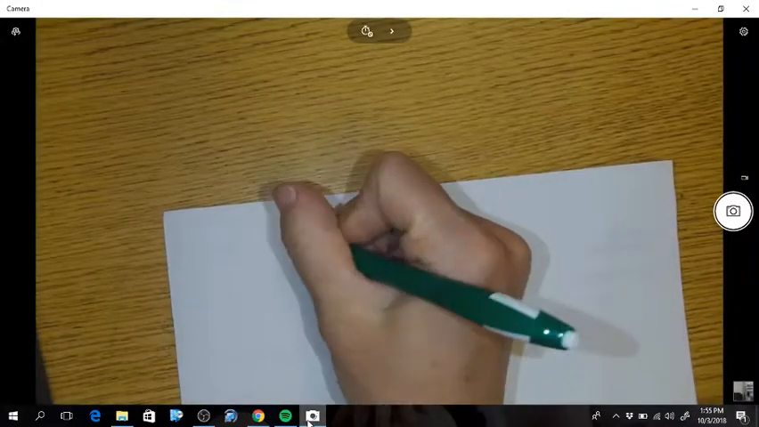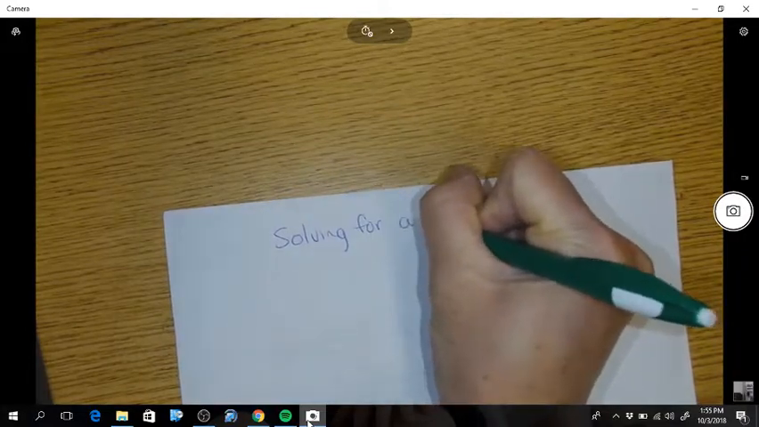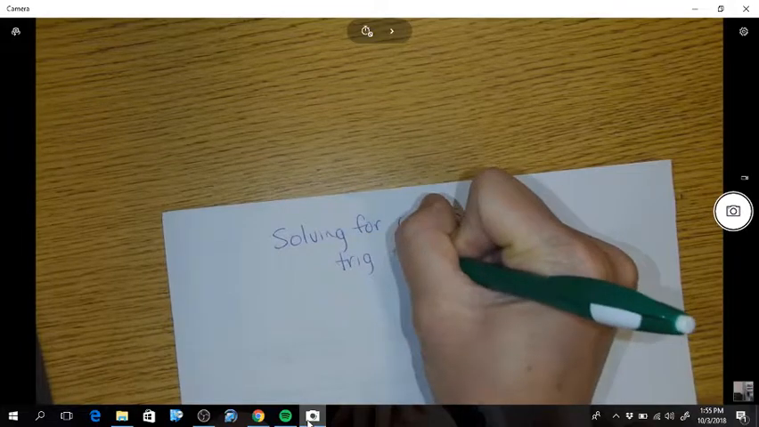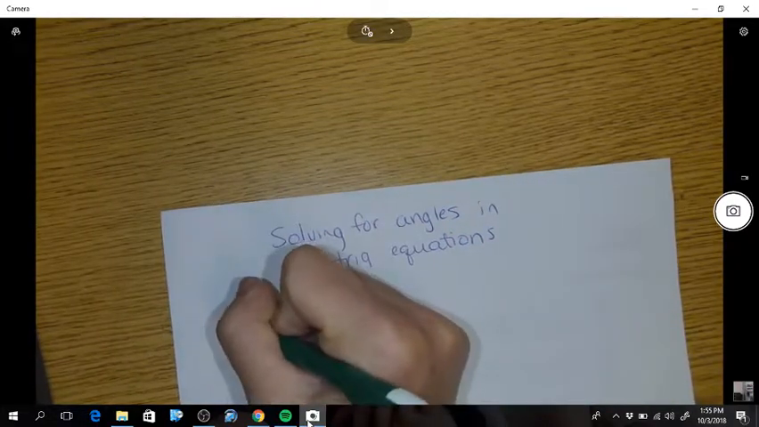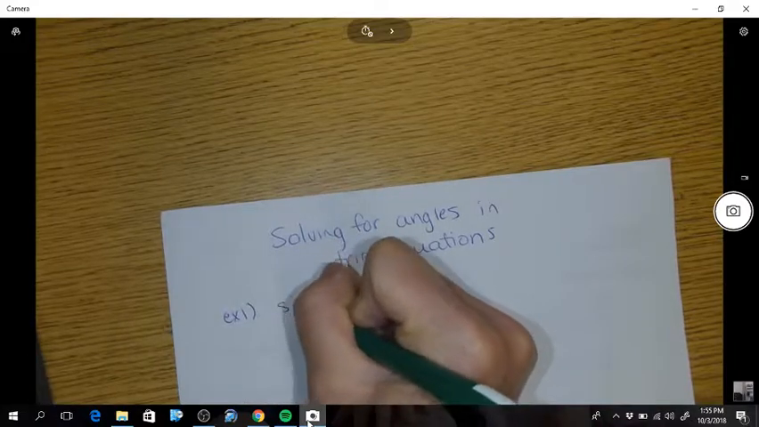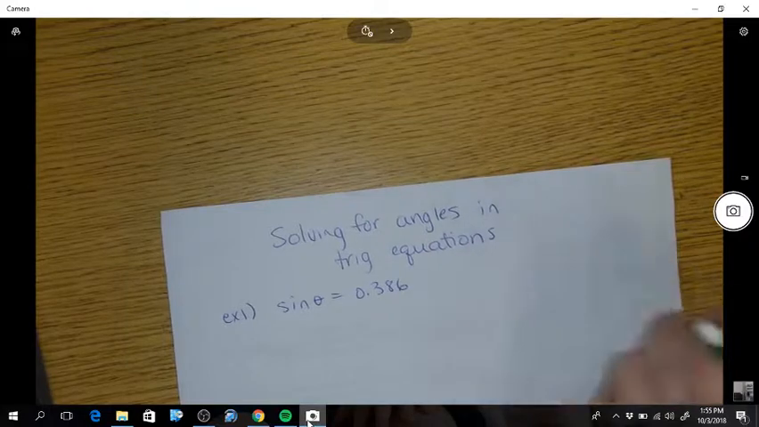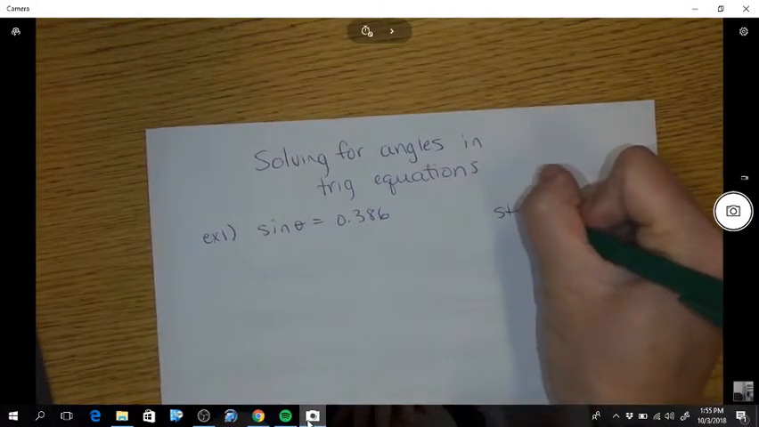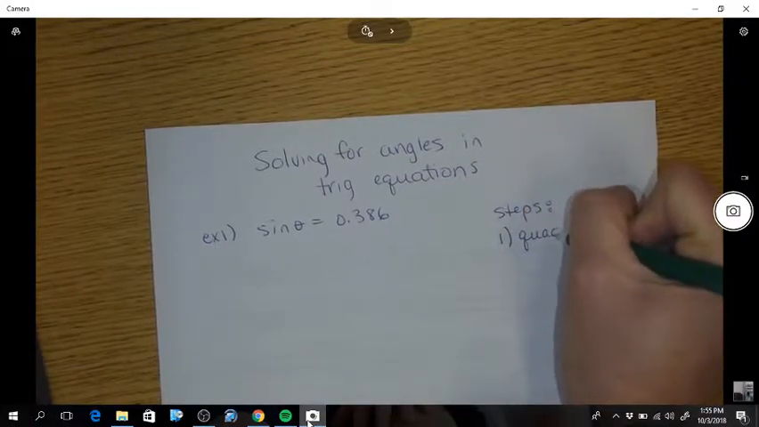Okay, solving for angles in trig equations. Okay, example 1. Sine of the angle equals 0.386. Alright, step 1. Get the quadrants.